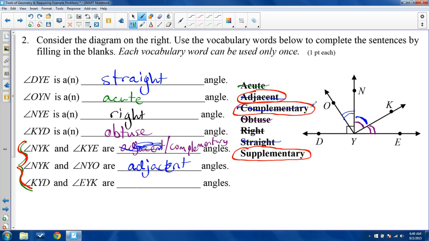And the last one should be supplementary, meaning adding to 180 degrees. Let's take a look. Angle KYD is green, and angle EYK, also in green, they add up to that straight angle. See, these are supplementary. That is 180 degrees in a pair of angles. And there you go. We've used all 7.